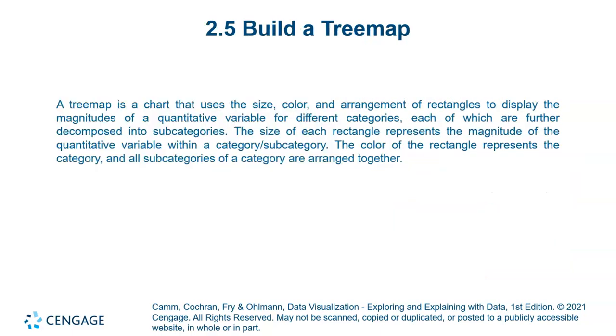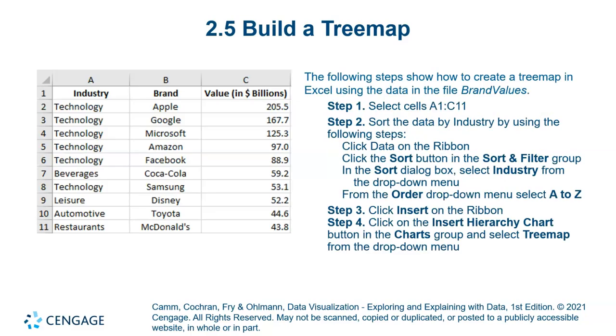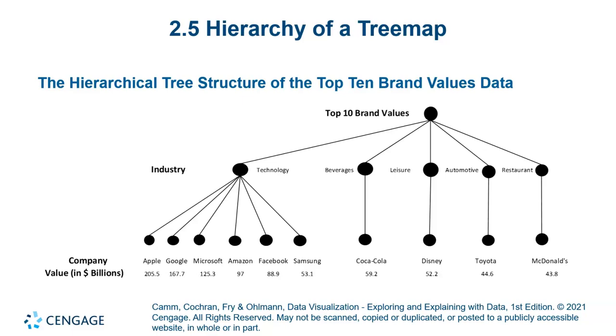Built a tree map. Tree map is very interesting, and these are the steps for that one, and how it looks. For example, you have different brands for selling, like technology, beverages, leisure, automotives, and restaurants. In technology you have Apple, Google, Amazon, Facebook, Samsung, and in leisure you have Coca-Cola and Disney, and automotives like Toyota, and McDonald's, KFC, etc. So you can make this from broader, from generic to the more specific.